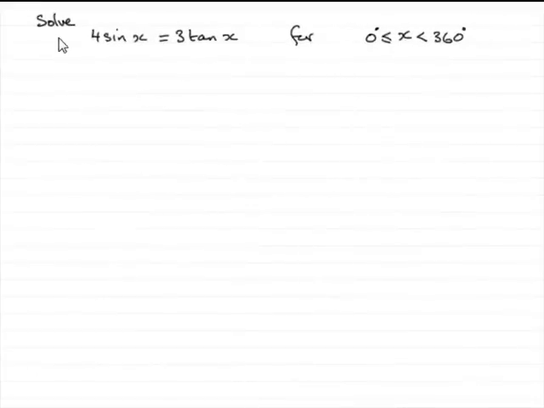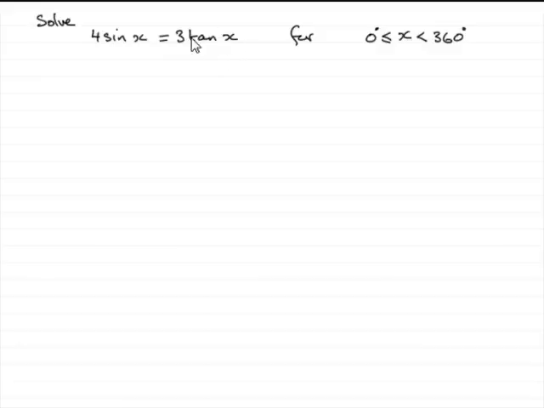Now in this question then, we're asked to solve 4 sine x equals 3 tan x for x greater than or equal to 0 degrees but less than 360 degrees. So how do I do it? Well, first of all, I notice that I have got two different trig functions. I've got sine x and tan x. And what I'd like to have is the same trig function.